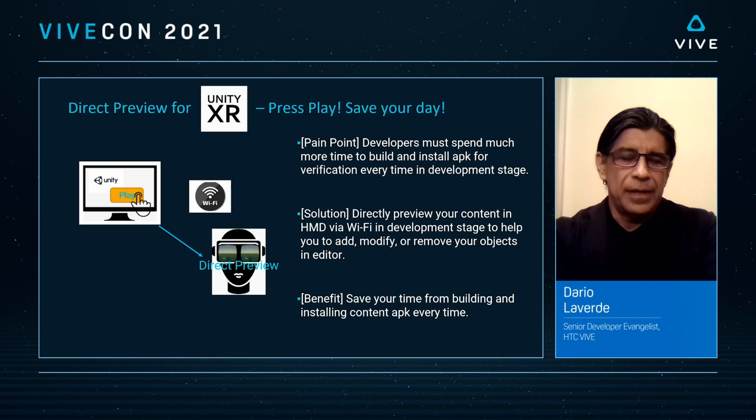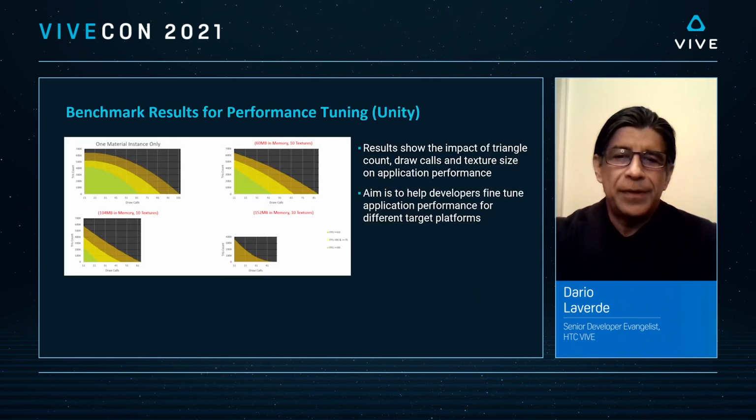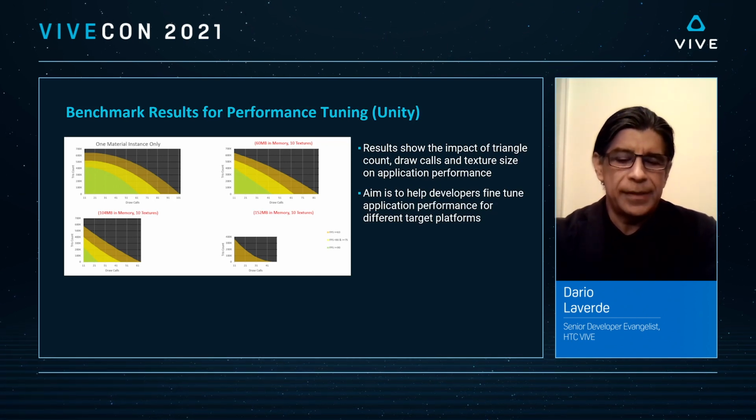There are other additional tools as well. There's ways of using asset bundles. In our VIU toolkit, we can also use a simulator, which doesn't require a device, but all these tools are very valuable in saving you time. Our R&D team have continued researching performance tuning. Some of these are the results, which show the impact of triangle count, draw calls, texture size on application performance. The aim here is to help developers fine-tune the application performance for a different target platform or device.